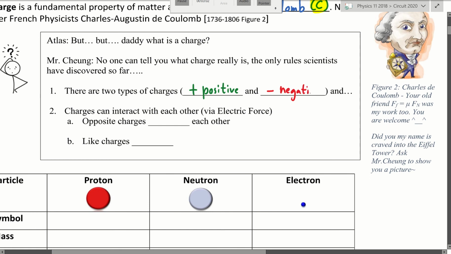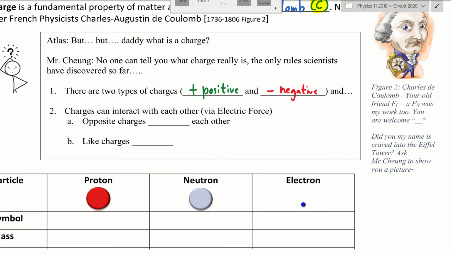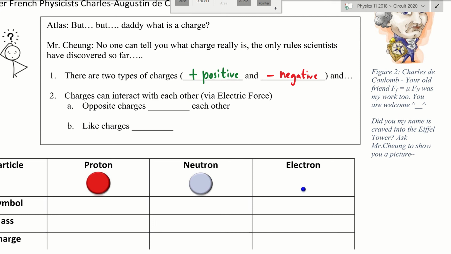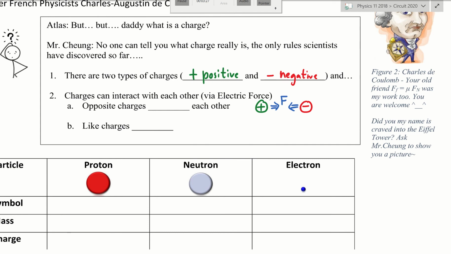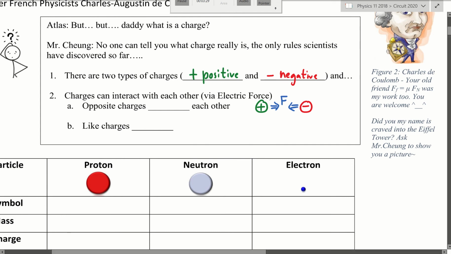Okay, so we know that there are 2 types of charge, positive and negative type. And we also know that how they interact with each other is by something called electric force. So if you have 2 charges that are of different types, so for example, 1 positive and 1 negative one, then there's actually a force attracting them to each other, and it's called electric force, which is something you learn in physics 12. So opposite charge attract each other.